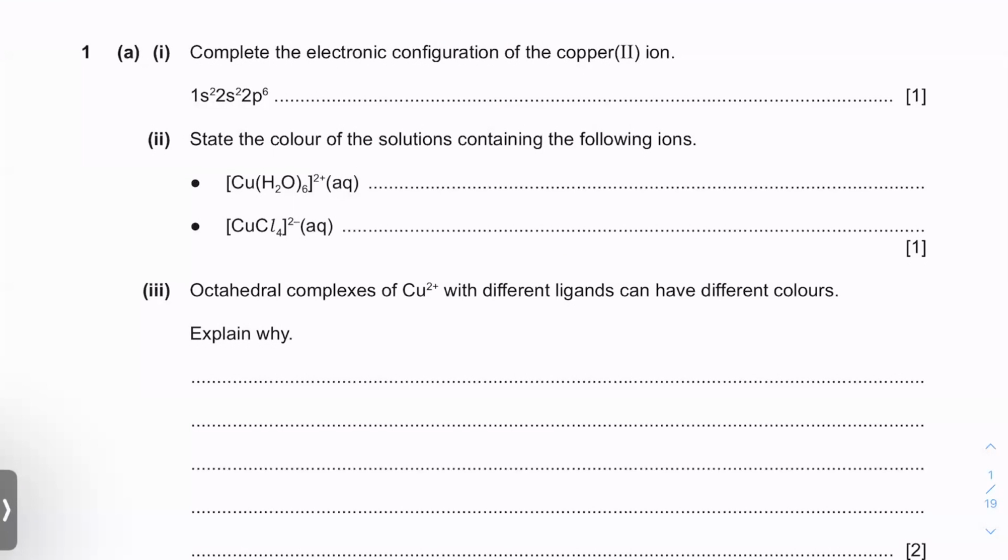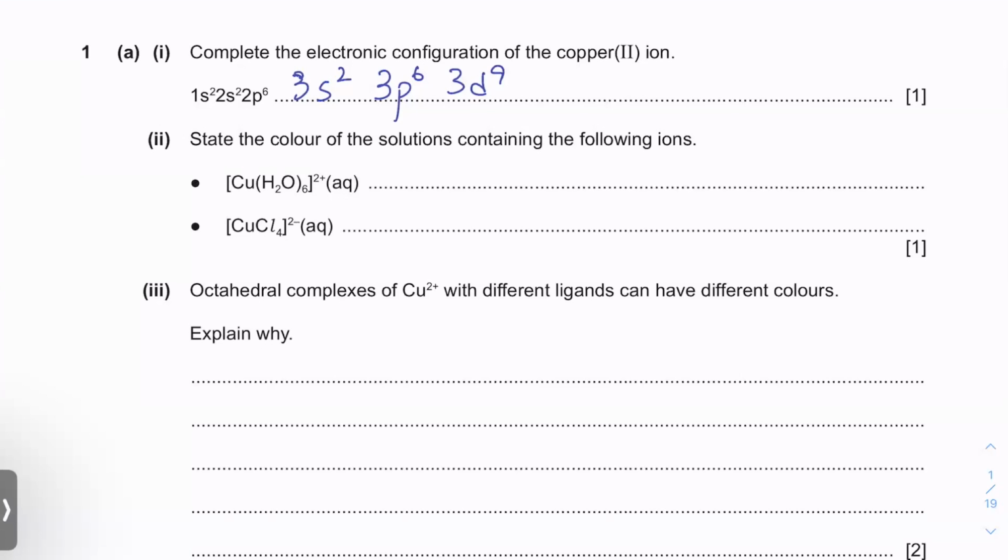So first question is find the configuration of copper ion. We know that copper metal has 3d10 4s1. So the copper 2 ion will simply be 3d9. So it will be 3s2, 3p6, 3d9, and that's it, because the 4s1 and one 3d electron are gone.